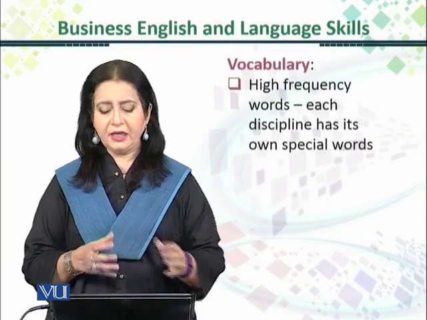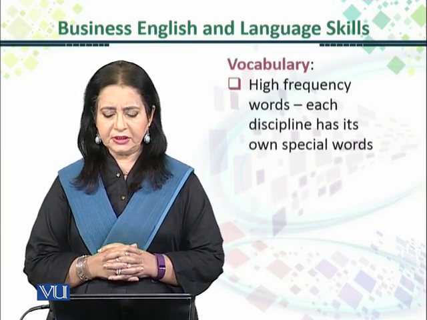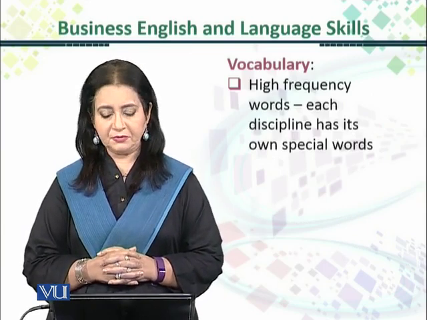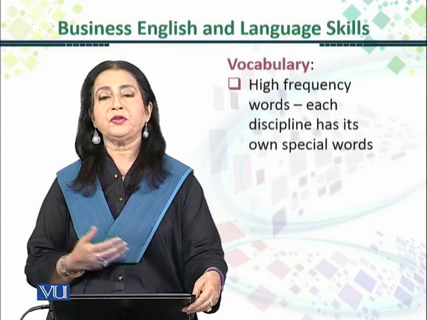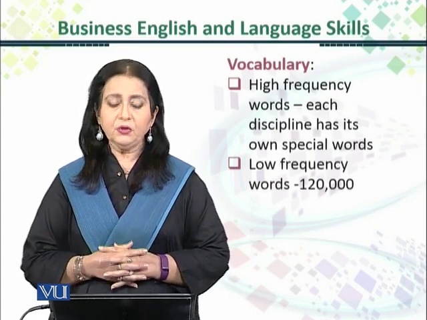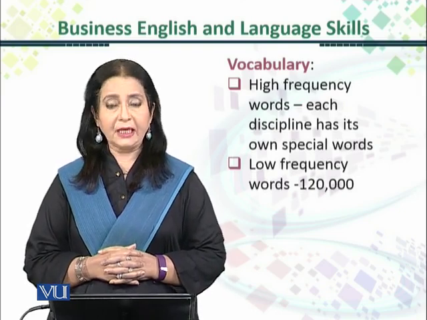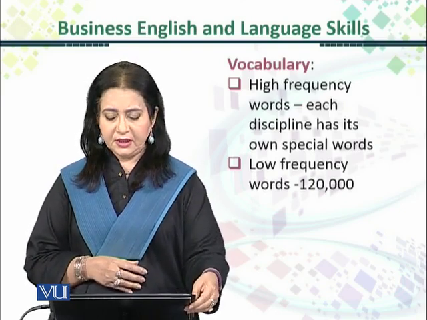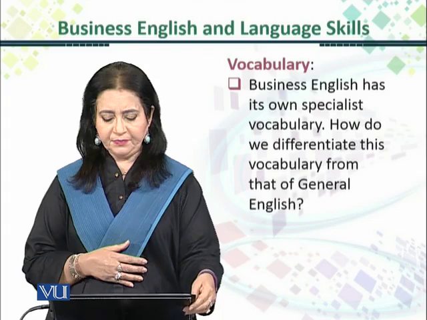So we have high frequency words, and each discipline has its own special words. Those occur more frequently in those specialist areas. Then we have low frequency words, which are about 1,20,000.